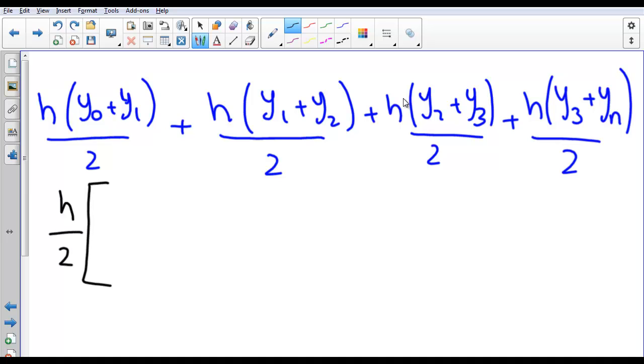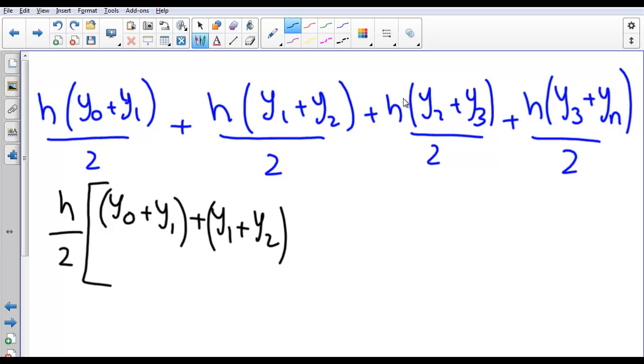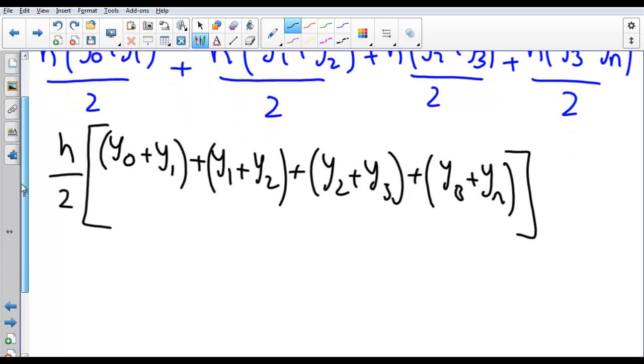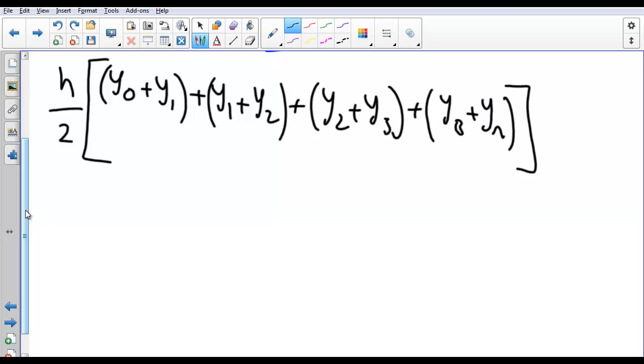Okay, big square brackets. What have we got here? We've got y0 plus y1 plus y1 plus y2 plus y2 plus y3 plus y3 plus all the way up to yn. Those brackets. You happy with that line there? Yep. Okay. Do I need the brackets, all these brackets? Or, because this is just a big long addition, isn't it? So we can just add stuff.